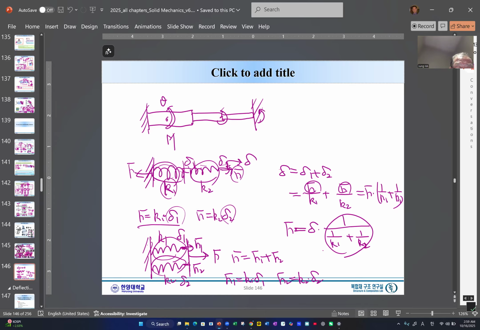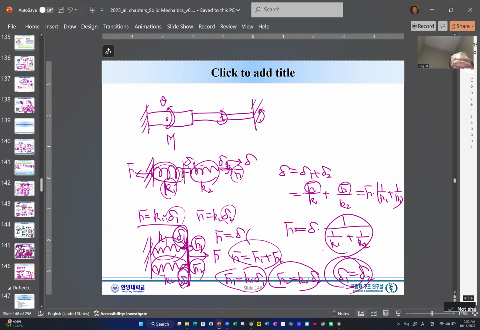Now, a very important point is that here, delta 1 and delta 2 will be the same. So delta 1 equals delta 2. This is the geometric constraint. So with F1 and delta 1, F2 and delta 2, we have four unknowns, but you can see that we have 1, 2, 3, 4 equations. So there's no problem to solve this one. Obviously, F will be given as delta times K1 plus K2. If we solve this one, we will have this.